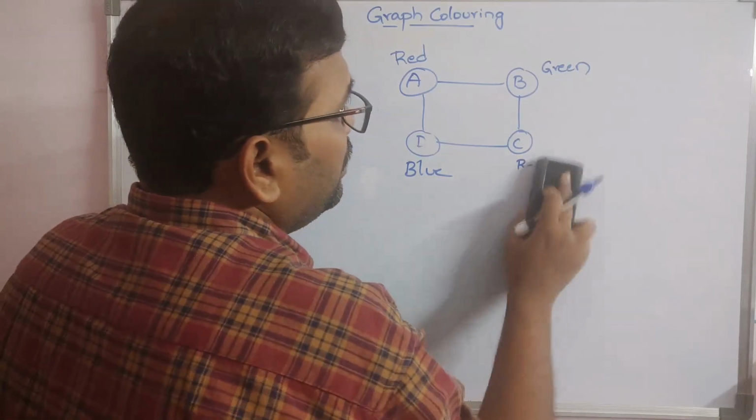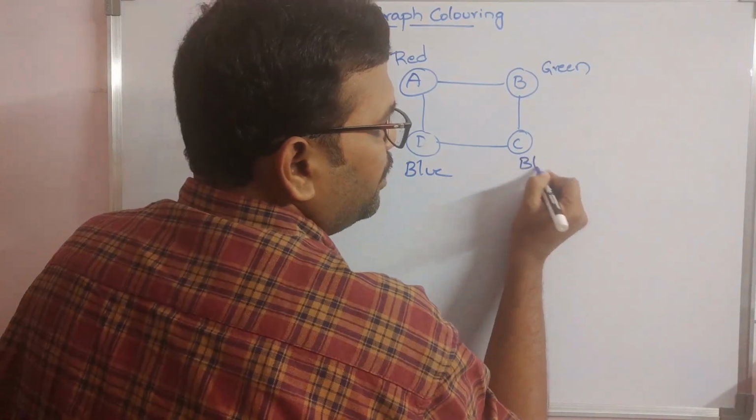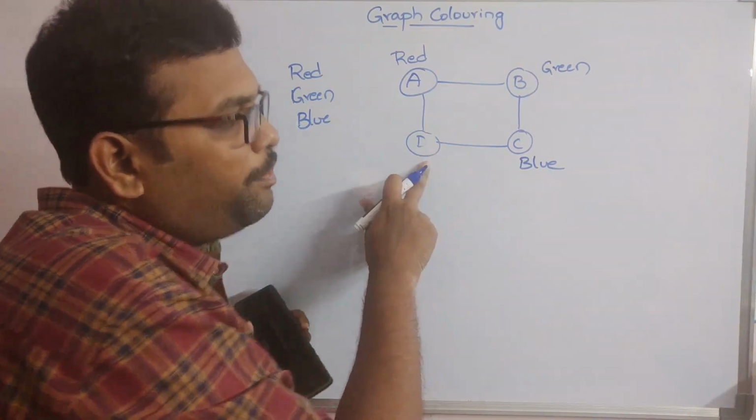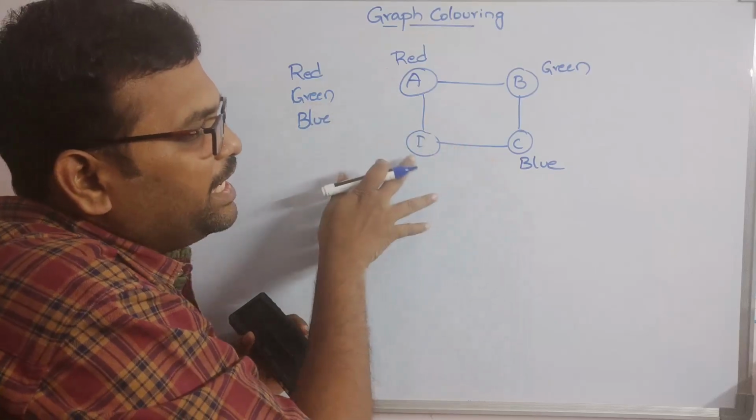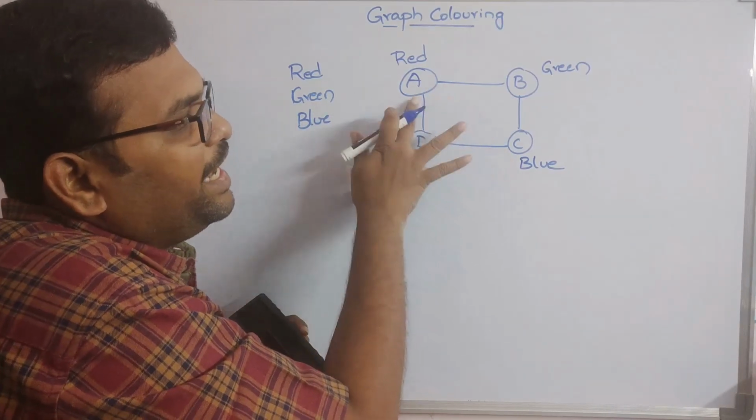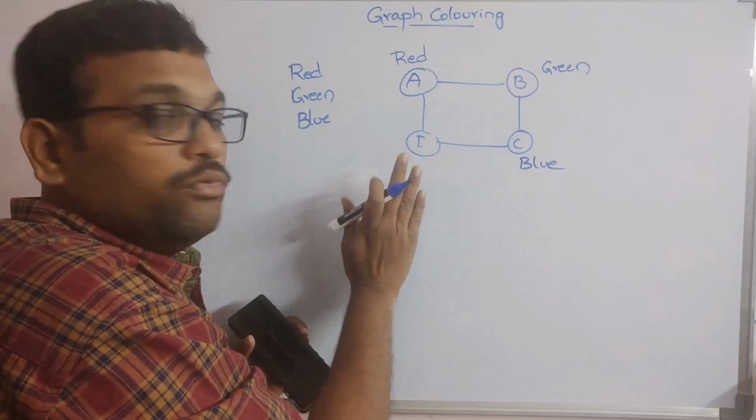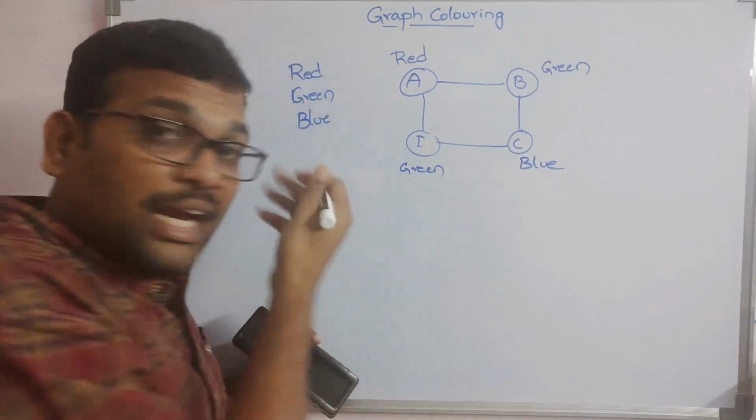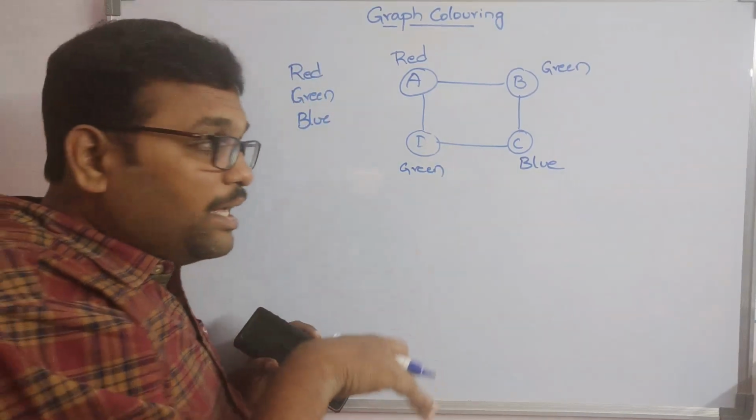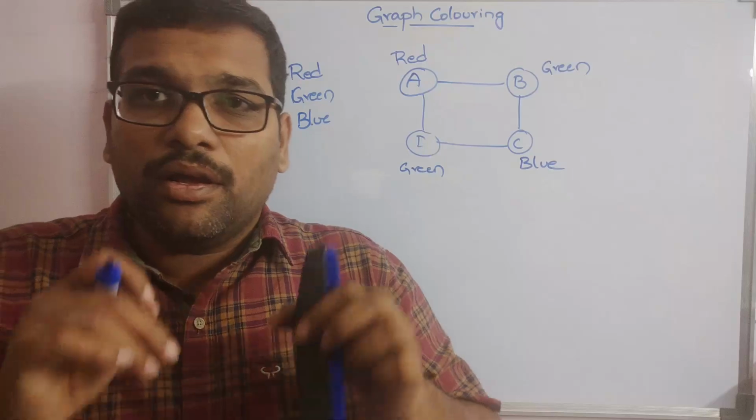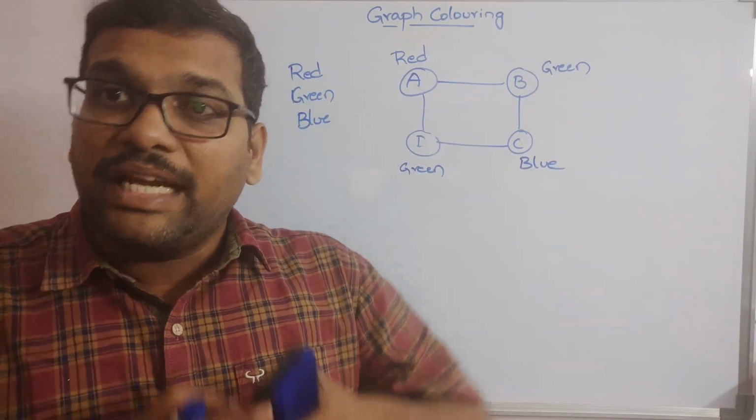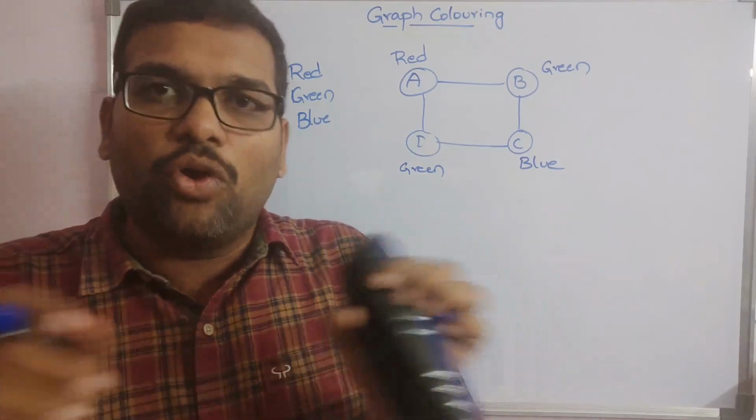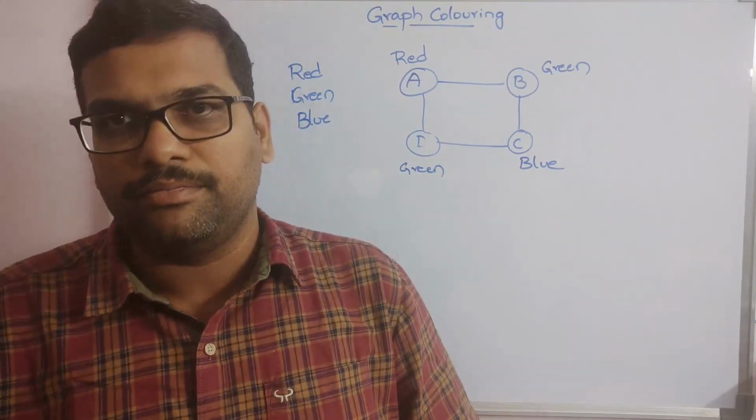For example, if you color this region with blue, then what happens here? D should not be colored with blue or red because D has adjacents A and C, which are colored with red and blue. So we should not color D with red and blue. It can be colored with green. So this is another solution. Like that, we have to color all the regions with different colors so that no two adjacent nodes are colored with a similar color.